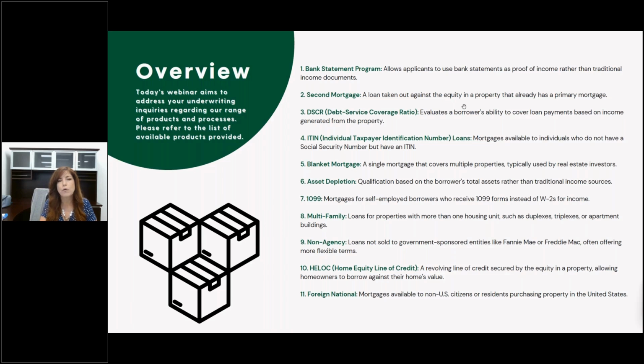Another thing to look for that people often forget for asset depletion is if you have those high net worth borrowers or high liquid borrowers, oftentimes on those statements they'll invest in options, they'll take out margin loans for investing. So keep an eye out on those things on those asset statements.